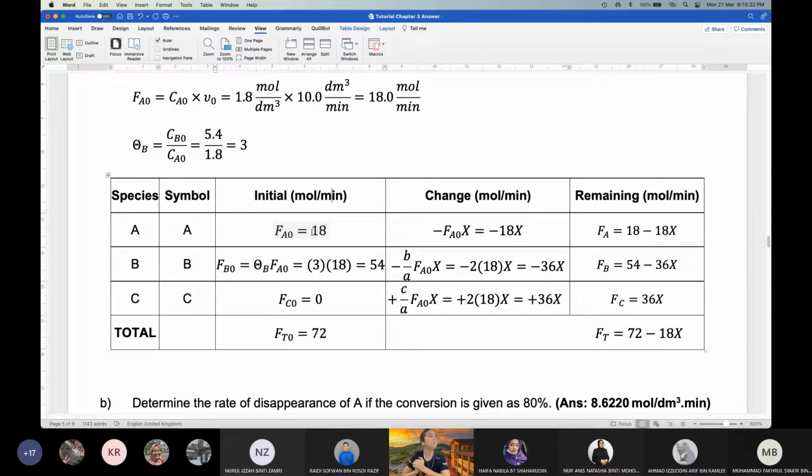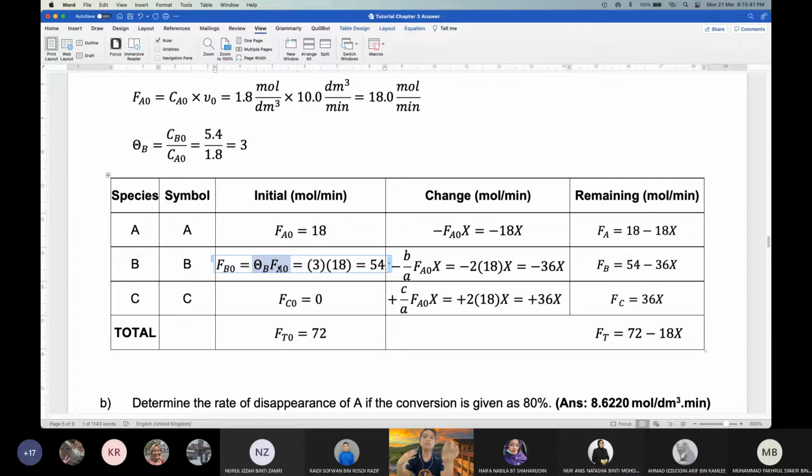Okay, tapi mungkin I will discuss one thing. Kita nak cari theta B. Sebab nak cari FB0, we need to find theta B FA0, right? Okay, so how do you find theta B? So as I told you, konsep dia sama macam batch. Dia masih ratio of initial amount of B terhadap A.